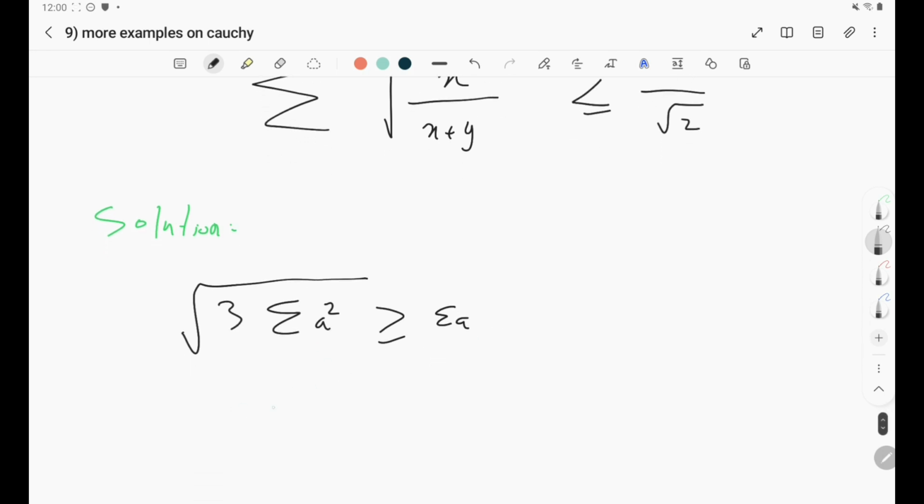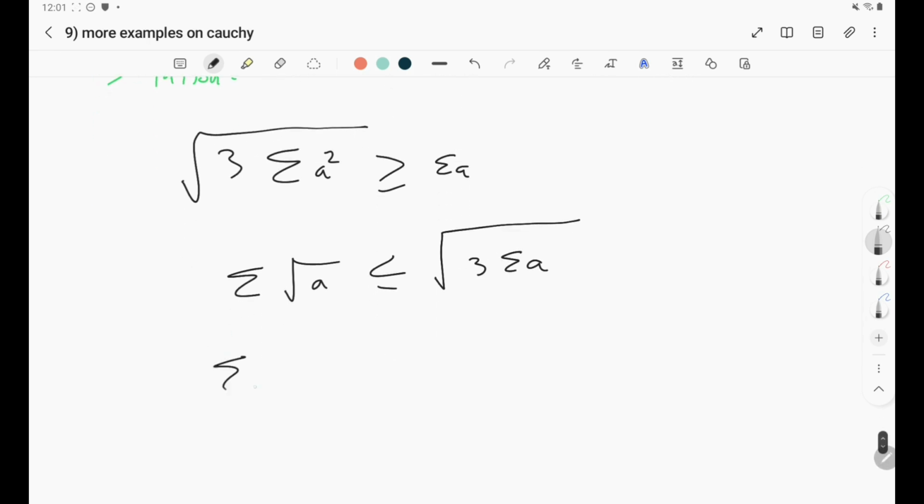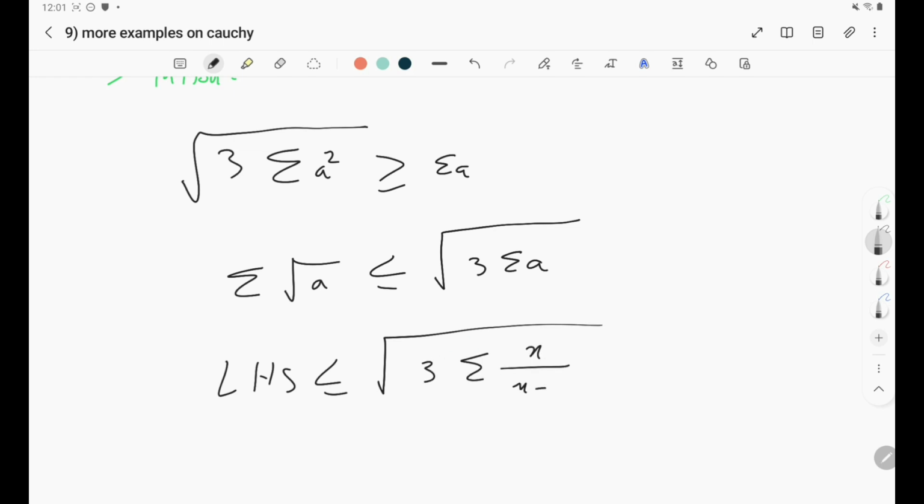So for example, if you have any roots, then you can simply do this, which is a nice way to maximize a sum of roots. If you have a sum of roots, then you can just make it a single root, a root of 3 times the sum. This is actually a nice idea. If you try to do it here, we're going to get that the LHS is less than root 3 sigma x over x plus y.